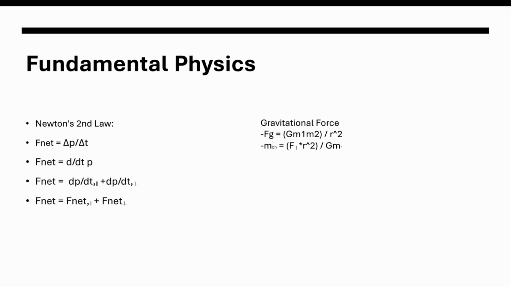In an orbit, the parallel component of the force changes the speed of the object, while the perpendicular component changes the direction of motion. These two together explain why orbits curve instead of moving in straight lines. By rearranging the gravitational equation, we can solve for the mass of the black hole as force times radius squared divided by G times the mass of the star.